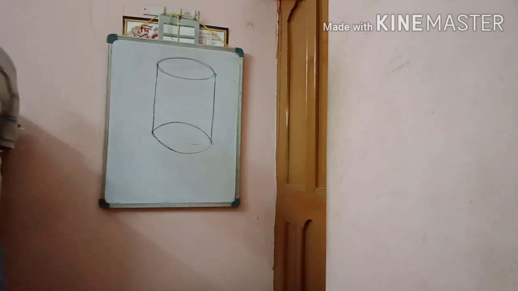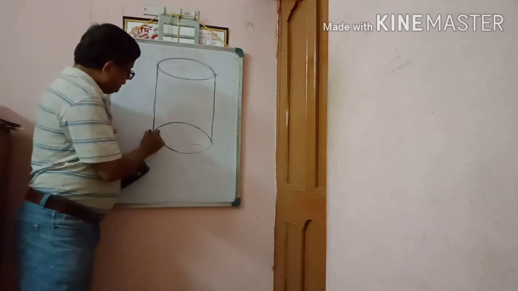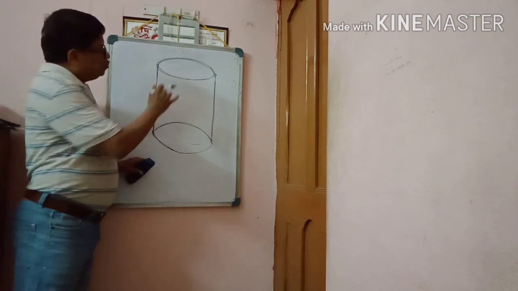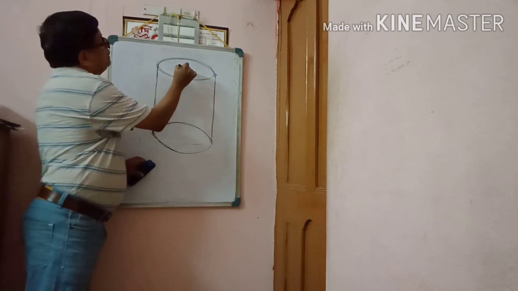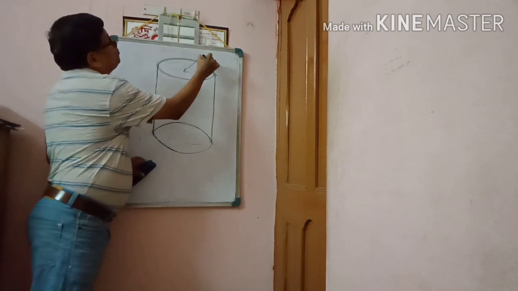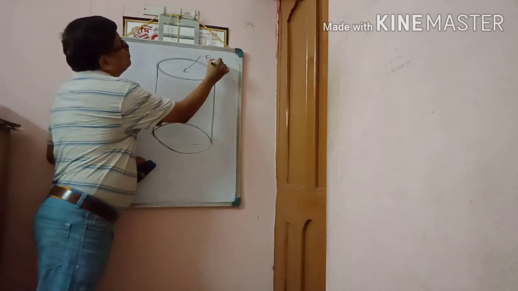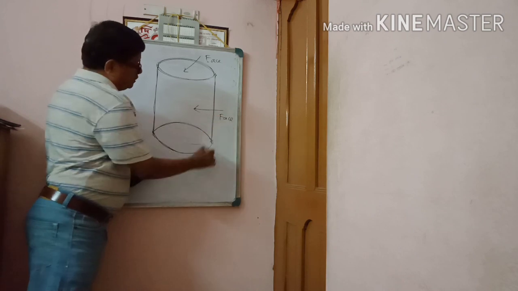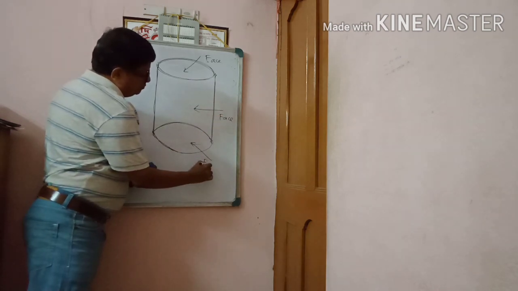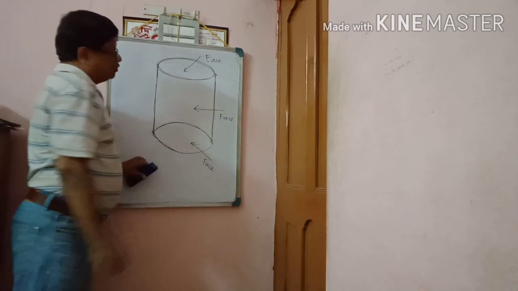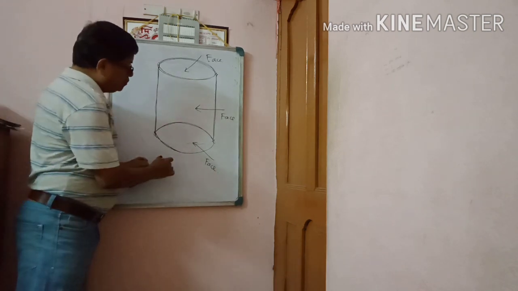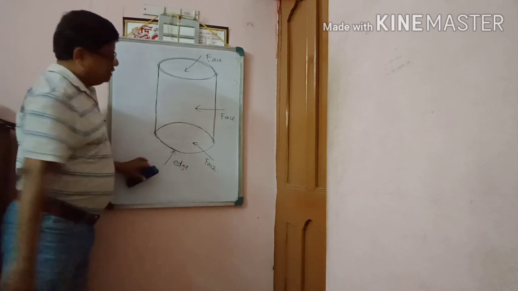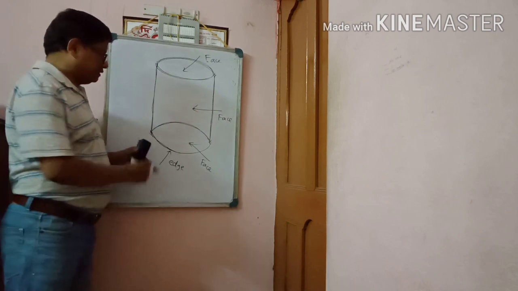Now, it has no vertex. So how many faces are there? See, two faces. This is one face, this also is a face. Now this is an edge. Okay, yes.